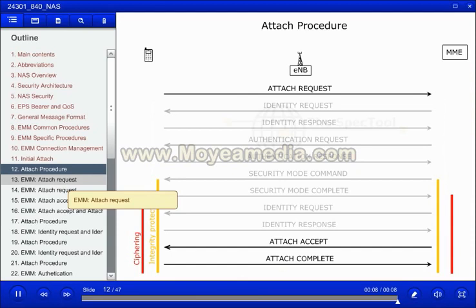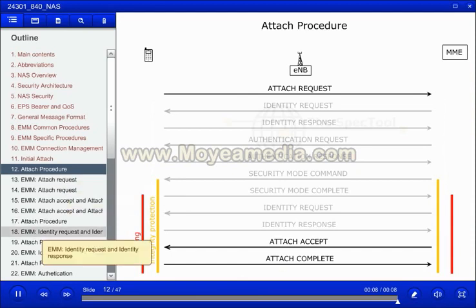The attach request message will be sent without any protection if it is an initial attach. If an EPS security context exists, this message will be integrity protected with old keys. The attach accept and attach complete messages will be sent after security has been established, and therefore they are both ciphered and integrity protected.